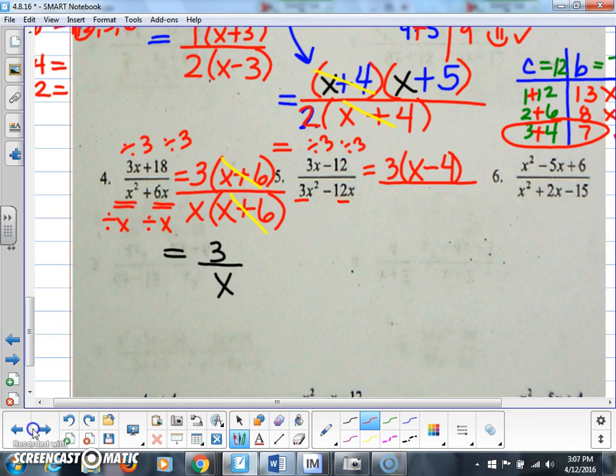On the bottom, I only have 2 terms, so I'm going to divide by a 3x. And the numerator, by the first term and the second term. 3x squared divided by x gives you 1x, minus negative 12 divided by 3 is minus 4.